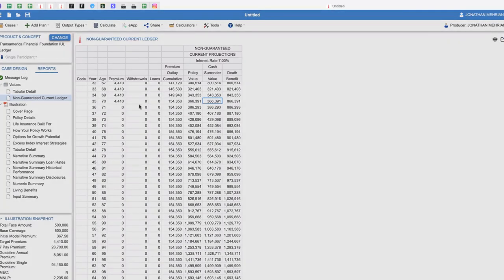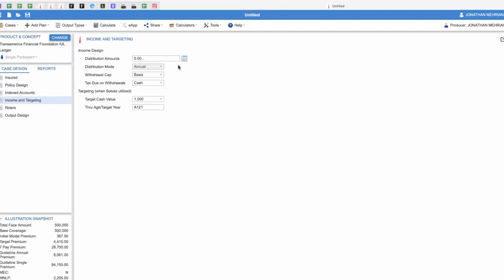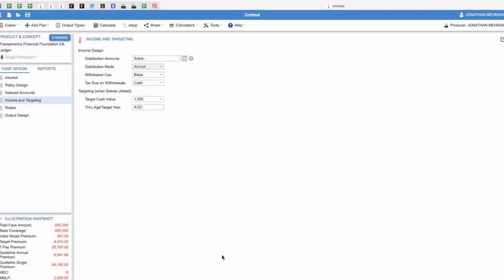So you go back to your case design, go to income, right here it says it, income. Click on the little calendar. I don't know how much this policy can pay me out. Right? I don't know how much this policy can pay me out. So what do I do here? Solve. I want to start taking money out from age 71 until age 85. Let's calculate.